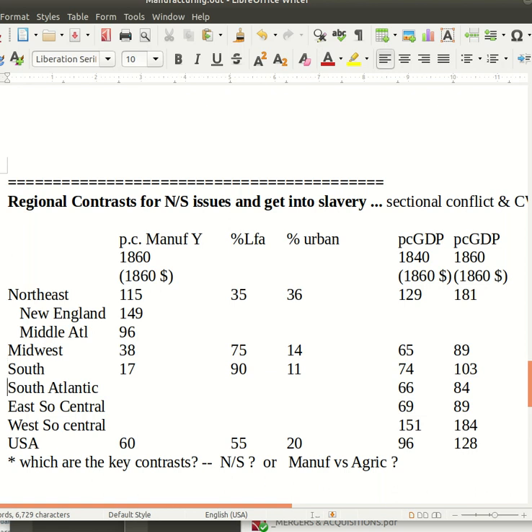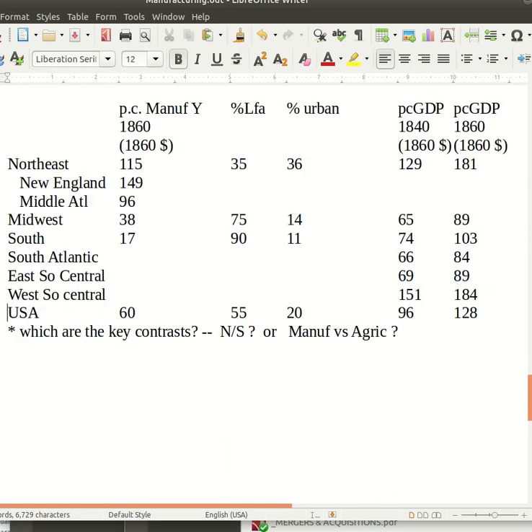Okay, we've looked at these numbers before. Let's make sure we're familiar with a couple of basic points. I'm having a little trouble here with the screen. Give me one sec.